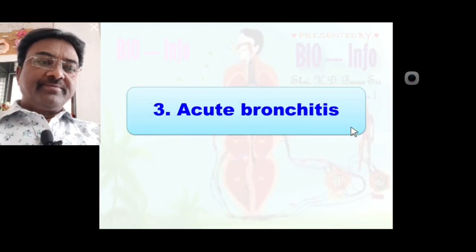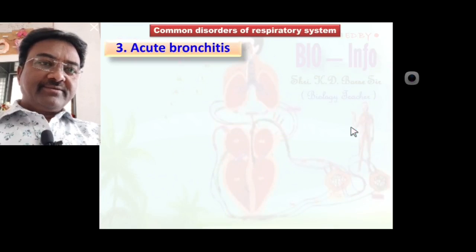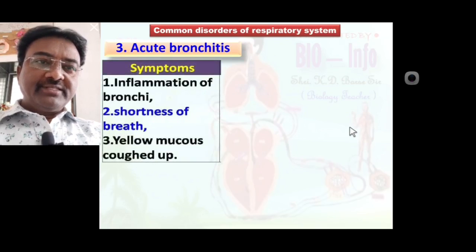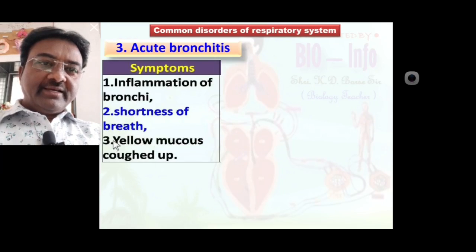Now the third one, acute bronchitis, is one of the serious disorders. How acute bronchitis occurs, what the symptoms of acute bronchitis are, and what the treatment measures are, we learn in detail. Symptoms of acute bronchitis: inflammation of the bronchi. The trachea is divided into two, right and left bronchi, so such bronchi are inflamed. Shortness of breath is also one of the symptoms of acute bronchitis, and yellow mucus is coughed up.